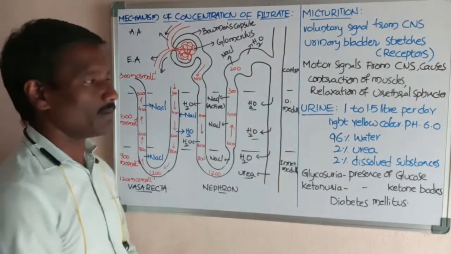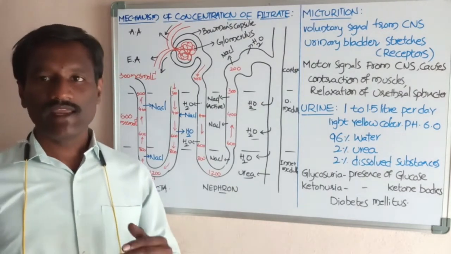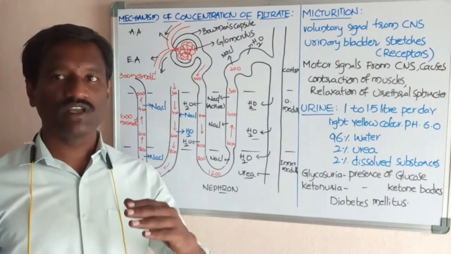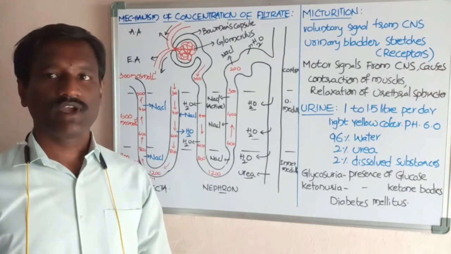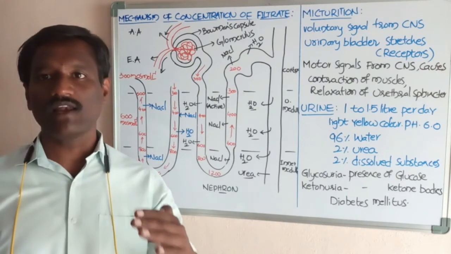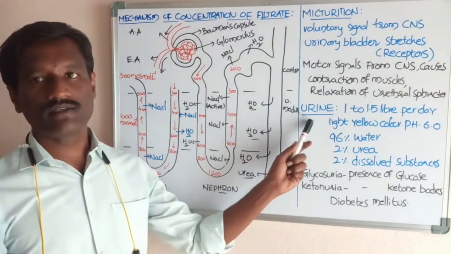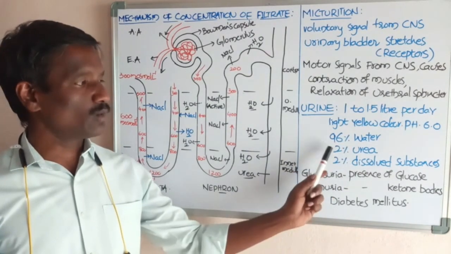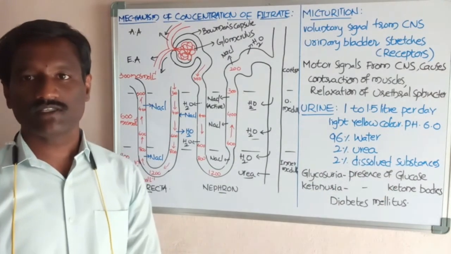Now what about the urine? Urine is light yellow in color. The pH of the urine is 6.0, and a normal healthy individual excretes 1 to 1.5 liters per day. And what are the contents present in the urine? It is 96% water, 2% urea and 2% dissolved substances.